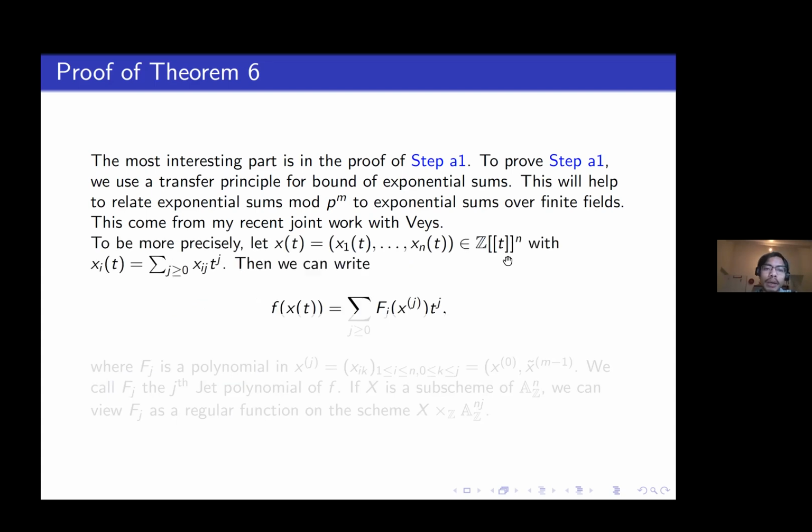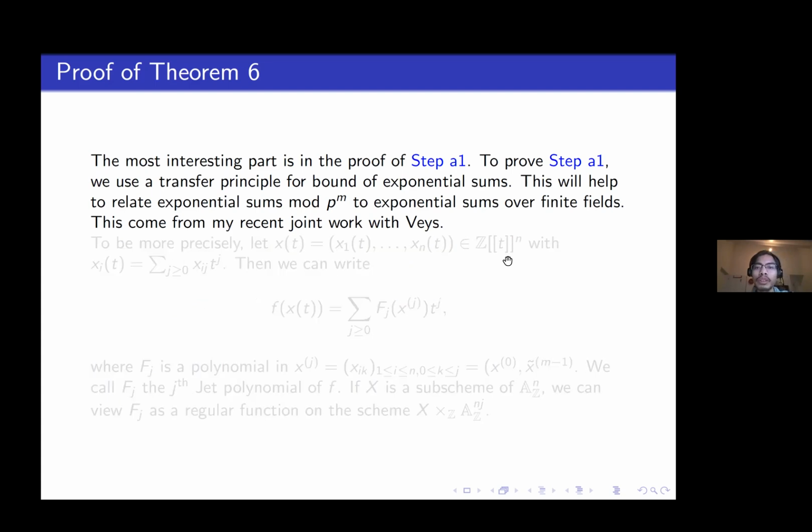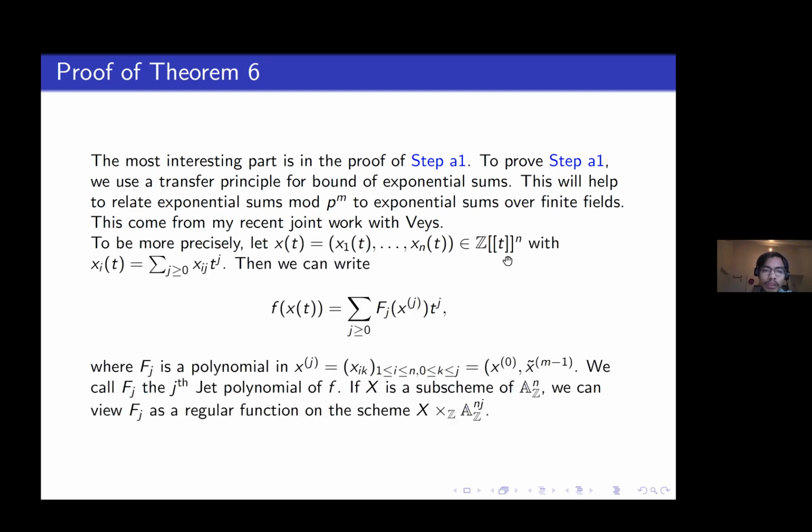The most interesting part is in the proof of step A1. To prove step A1, we need to use a transfer principle for bounds of exponential sums. And this will relate exponential sums modulo p power to the f to exponential sums over finite fields. This comes from my recent work with Vey. I will recall this in more detail. This is the most interesting part here.